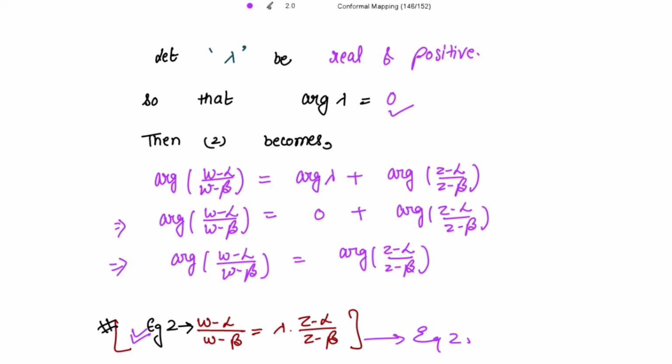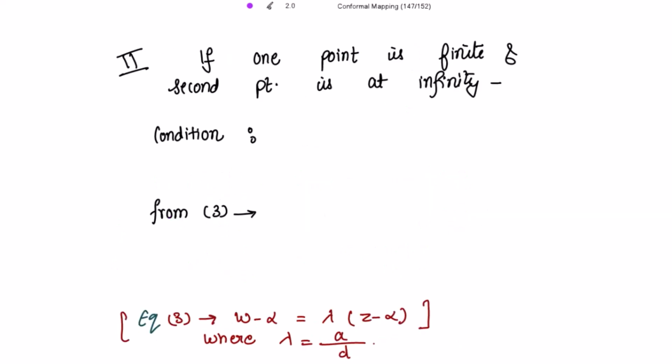Okay, now the second case, when one point is finite and the second point is infinity. In that case, we are going to use the transformation as w minus alpha equal to lambda times z minus alpha, where lambda is a over d. And the condition is always c equal to 0 and discriminant is always non-zero. And because for hyperbolic transformation, argument of lambda is equal to 0, so from 3, let's take argument on the value of lambda on both the sides.